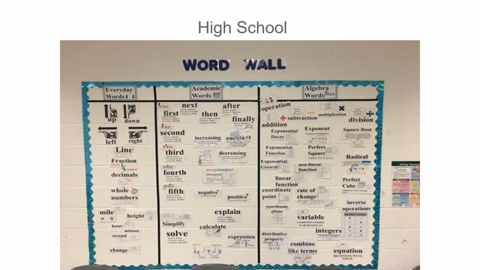And then on the right side we have algebra words, so these are specific to the algebra content area, such as addition, variable, radical. All of these words are important for the students to know as they learn algebra, and I love how this is broken up and visually organized for the students.